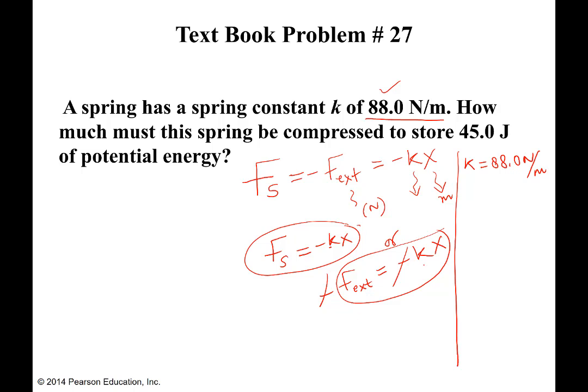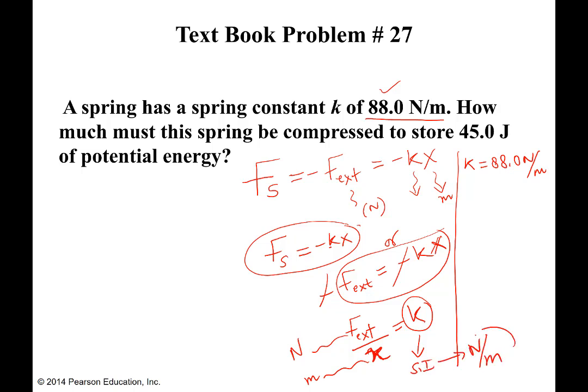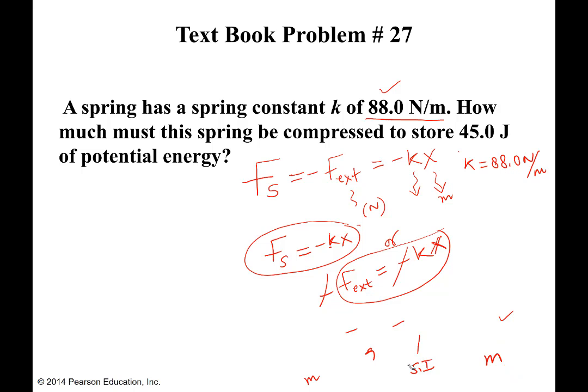So for k, divide both sides by x, you get F external divided by x is equivalent to k. The unit of force is newton. The unit of x is meter. Hence the unit of k in the SI system will be newtons per meter. So that should have been part of the previous slide, but now you know why k is newton per meter. So I'll go ahead and erase this and we'll get started with the problem.